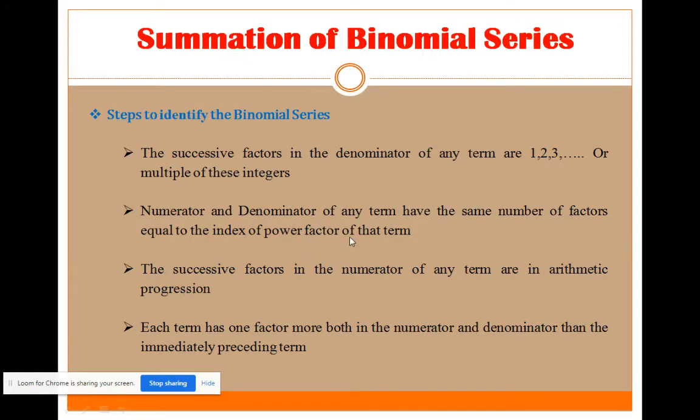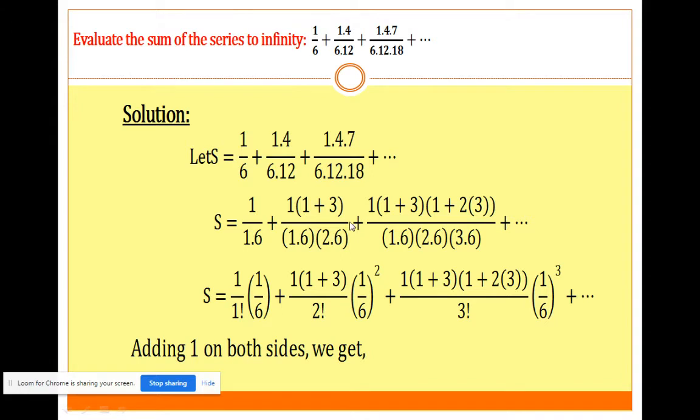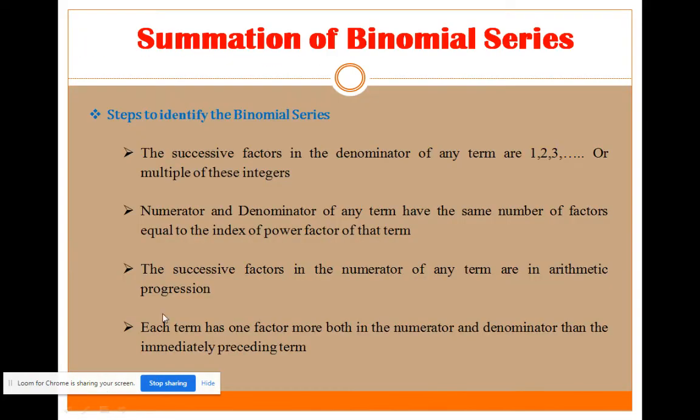So in the binomial series, the numerator and denominator of any term have the same number of factors as the index. In the third step, the successive factors in the numerator of any term are in AP, that is, in arithmetic progression. You see 1, 4, 1, 4, 7, etc. So there is a common difference, so the numerators are in arithmetic progression. That is given in step 3.